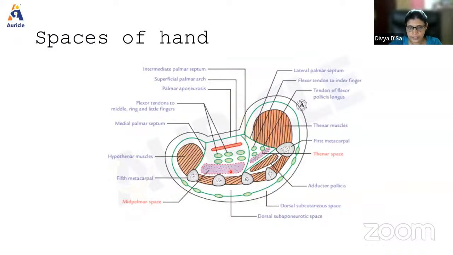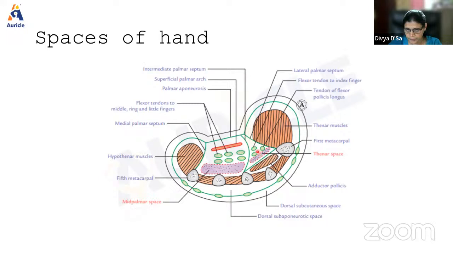Then we have the thenar space. If you see, it is roughly triangular. It is a space located under the outer half of the hollow of the palm. Here the boundaries, from superficial to deep, are the palmar aponeurosis, then beneath that the digital vessels and nerves supplying the lateral 1.5 digits.